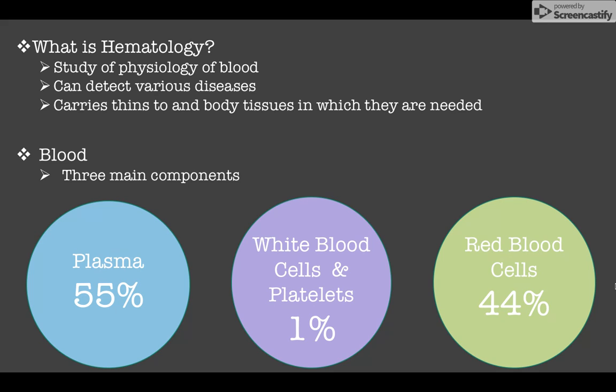Platelets, also called thrombocytes, are unlike red and white blood cells. Platelets are not cells, but rather small fragments of cells that increase blood's ability to clot. A high platelet count can cause unnecessary clotting, which can then lead you to having a stroke or a heart attack. Finally, we have red blood cells, which make up 44% of our blood.